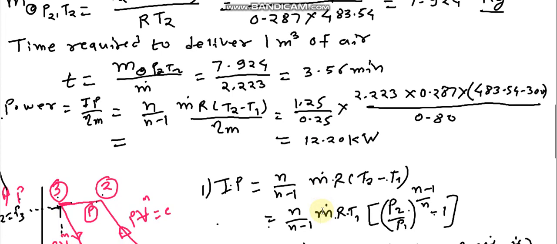Brake mechanical efficiency is given. The power required to drive the compressor means it is the brake power. Brake power is equal to integrated power upon mechanical efficiency. So what is the integrated power? n upon n minus 1 m dot R (T2 minus T1).